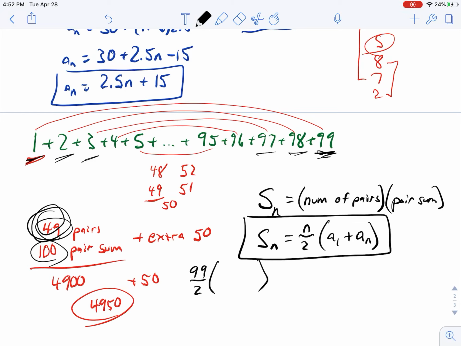The pair sum is just the first plus the last, or the second plus the second to last, or the third plus the third to last. Easiest way to label that is the first plus the last. Write that again. There we go. So that is our formula for the sum of an arithmetic sequence. So in this previous problem, our pair sum, 1 plus 99.